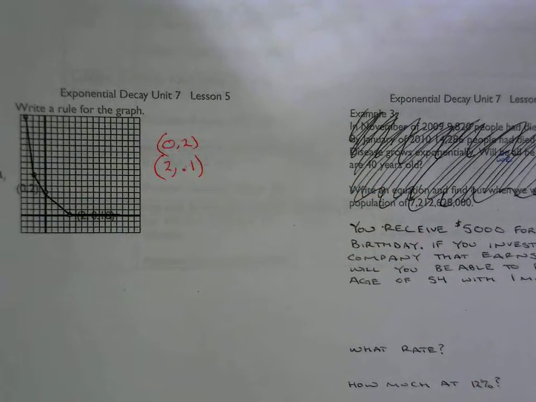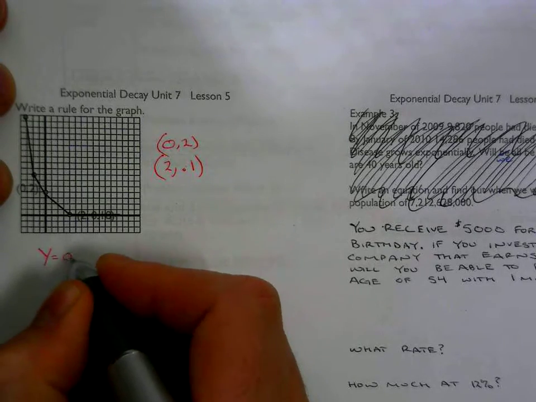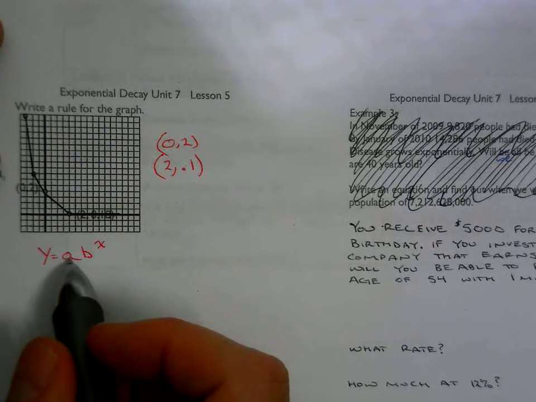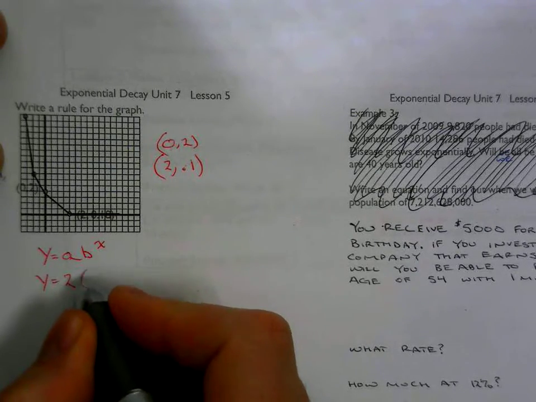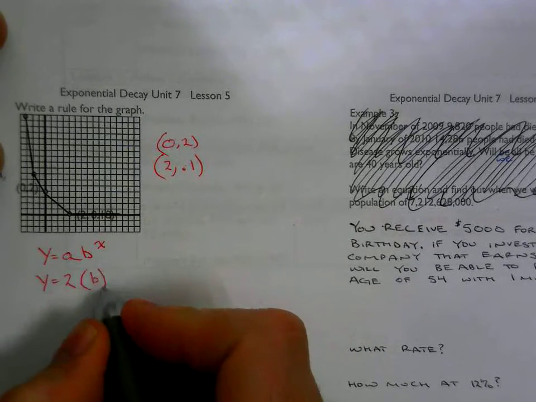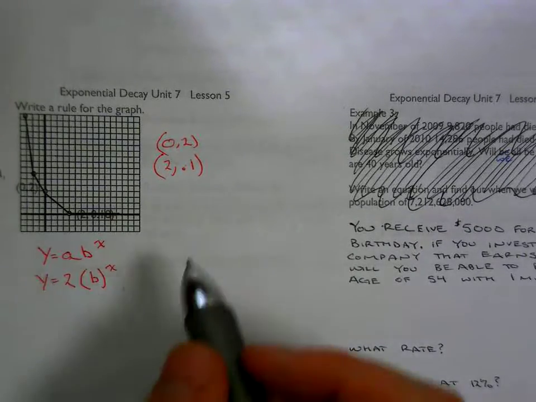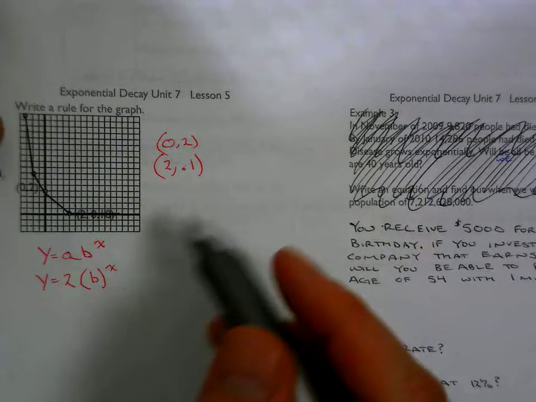Okay, well, here's how this is going to work. When we write an exponential function, we want it in y equals a times b to the x. We need the initial amount, in this case 2, so I have y equals 2. Now what I don't know is the rate, okay? So at this point, I can pick really any of these points that are on my line.